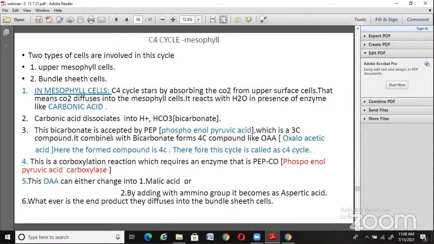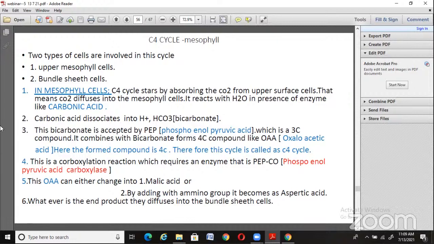Now, this bicarbonate is accepted by PEP. What is PEP? Phosphoenol pyruvic acid, which is a 3C compound. So here, what we have to understand is that in the C3 cycle, CO2 is directly accepted by RuBP in the presence of Rubisco. But here CO2 is not directly accepted by PEP, isn't it?